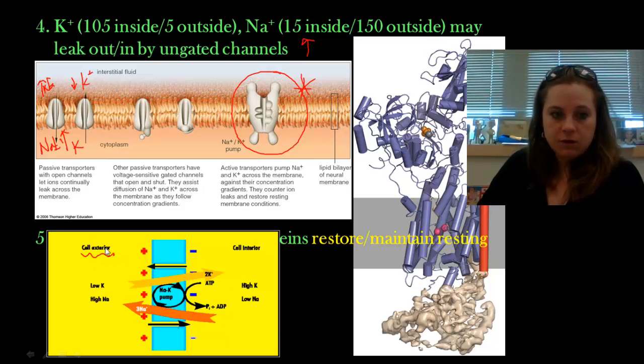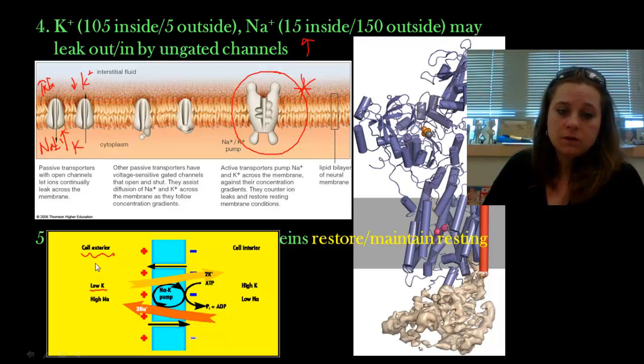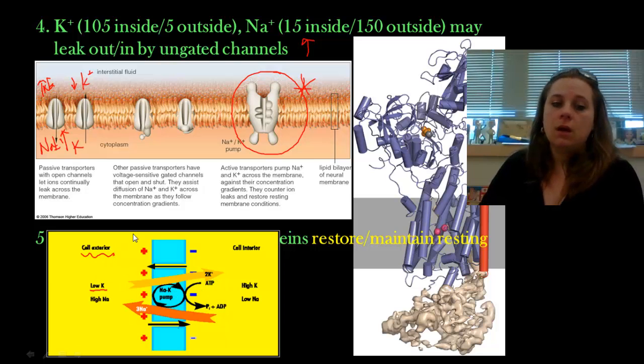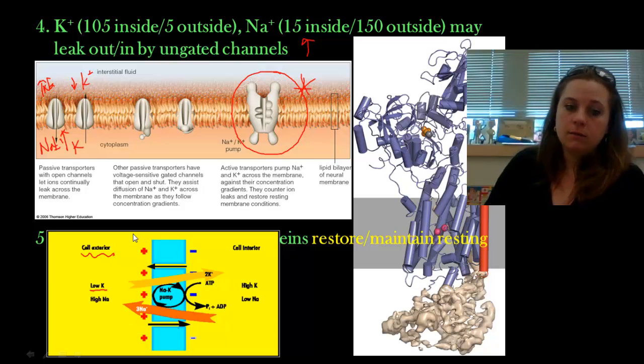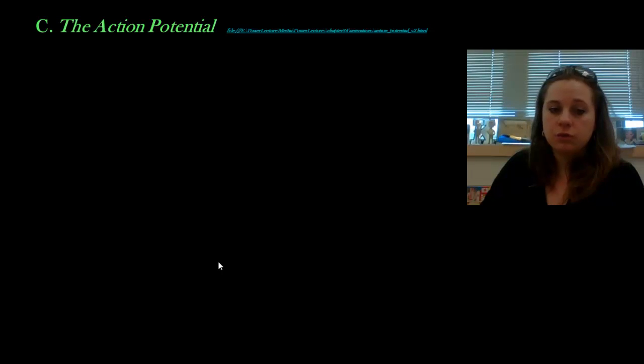So cell interior, cell exterior, okay, that's the outside. What I have is low sodium inside and high sodium outside. The sodium-potassium pump is actually pushing against the gradient, so it's going to move sodium from low to high versus from high to low, and it moves 3 sodiums for every 2 potassiums. That's the idea of the resting potential.